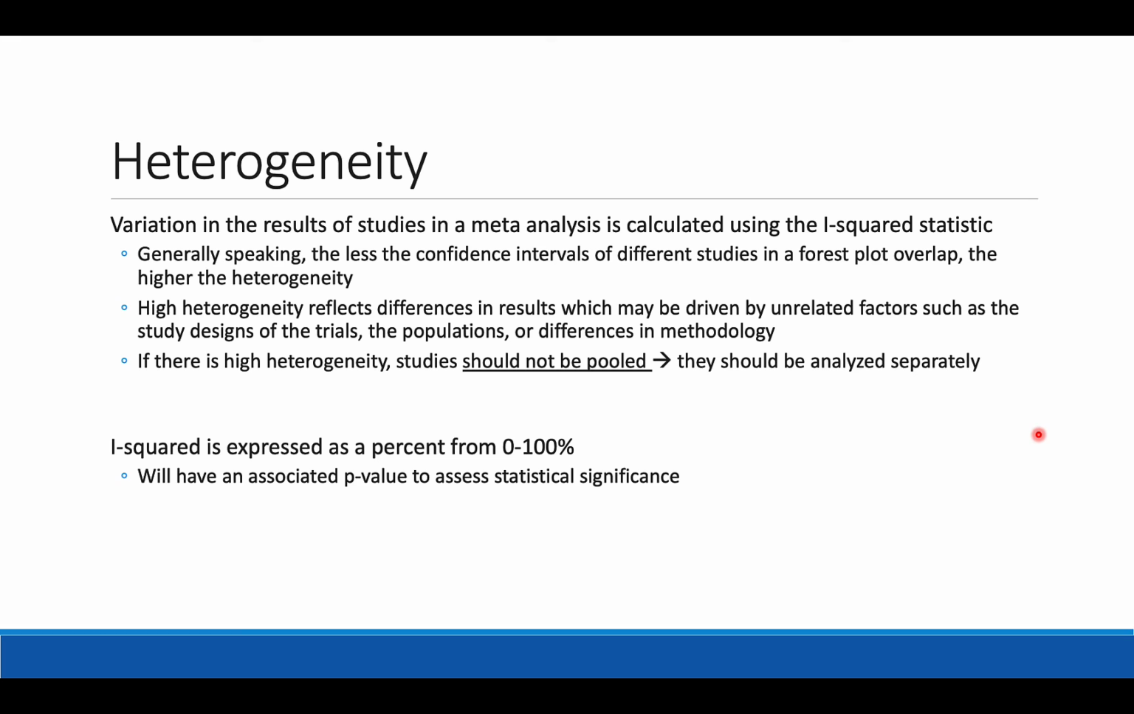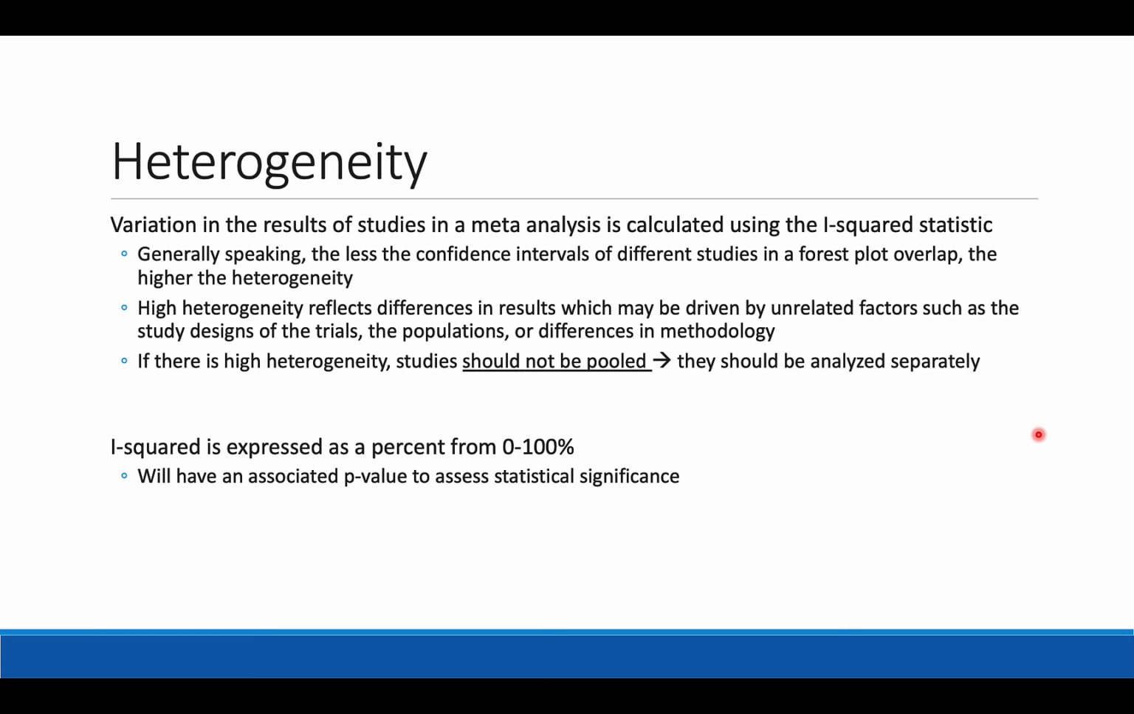So now let's turn to heterogeneity. And so, like we said, heterogeneity is the variation in the results of outcomes within the studies of a meta-analysis. And it's calculated using a statistic called the I-squared statistic. In general, you can see this on a forest plot in which the less the confidence intervals of different studies overlap one another, the higher the heterogeneity is likely to be. Again, higher heterogeneity reflects differences in results, which are often driven by other factors such as the study design, the population, or the methods used.